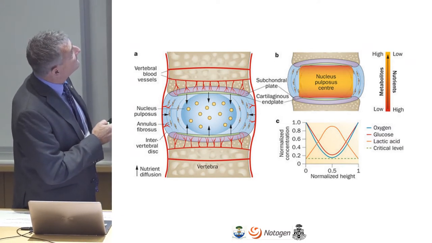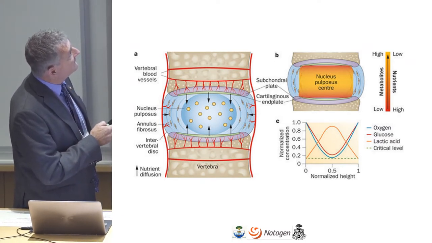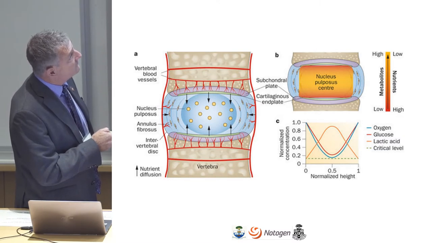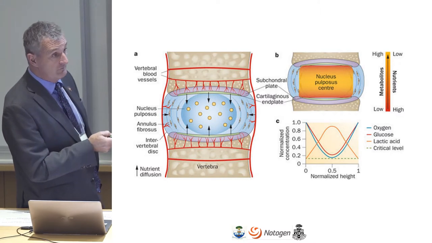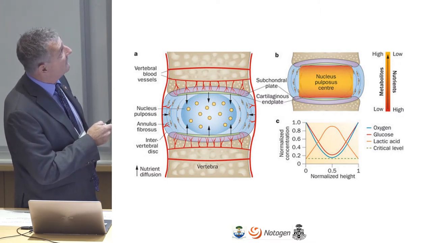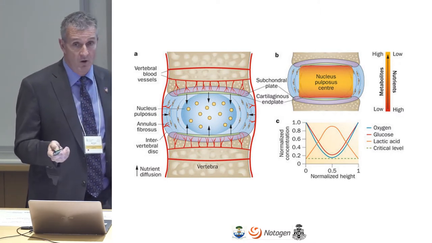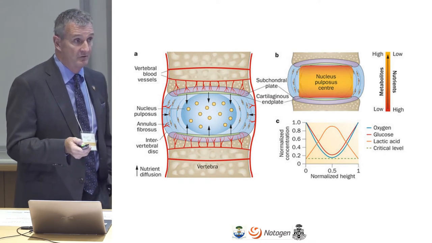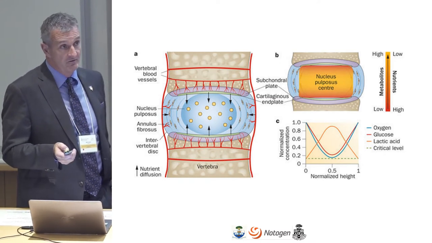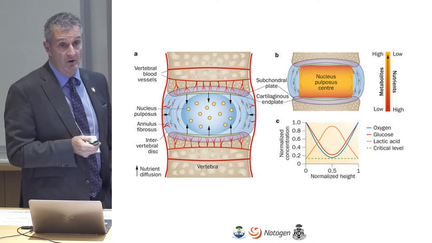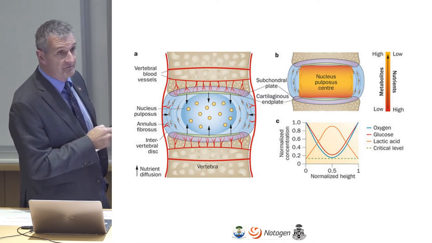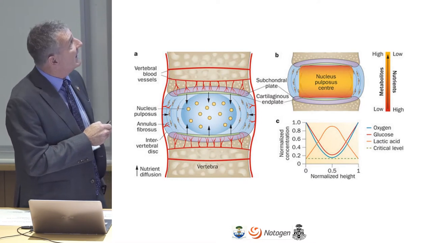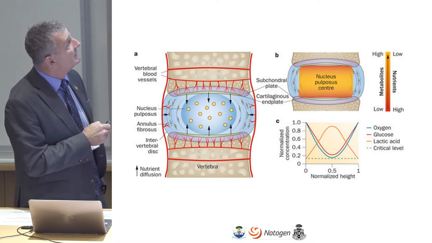What you need to know is inside the nucleus, there's oxygen, glucose, which is a nutrient for energy, and lactic acid, which is, of course, a waste product. On the inside, it's kind of inverse to what you want. There's not much glucose, almost no oxygen, and lots of waste products. All the bad stuff from cellular metabolism has to get out, and the good stuff has to get in.